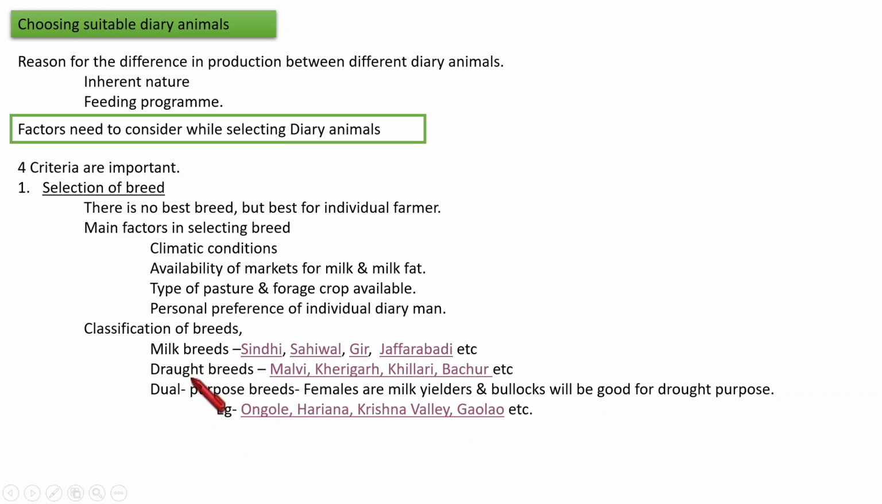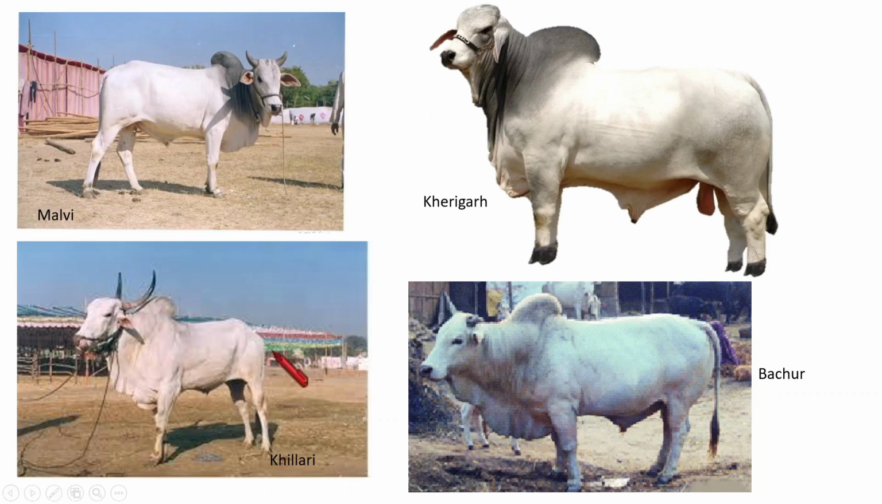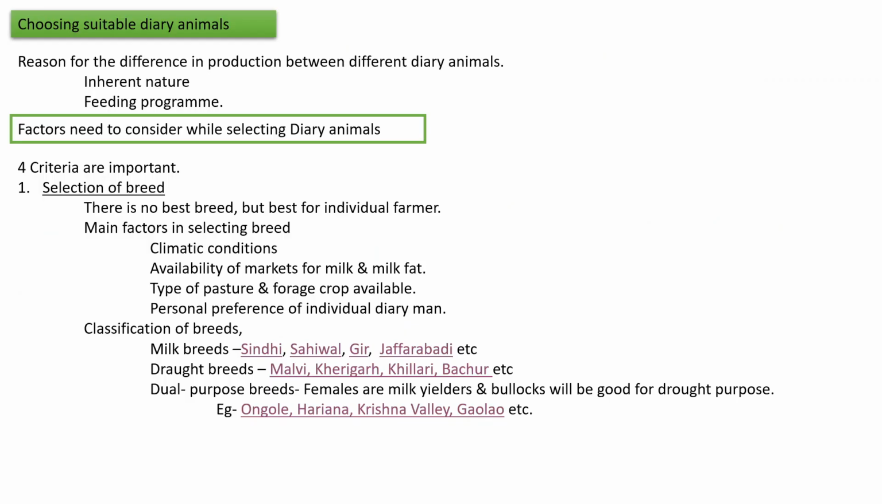Then draught breeds. What it means? Draught breeds means these breeds are excellent for drawing carts or plowing in the fields. That sort of work. For that sort of work, these breeds are highly efficient. Examples for such type are Malvi, this one Malvi, and then Kherigarh, Killari, Bachaur. These are some examples of breeds that are ideal for draught purpose.